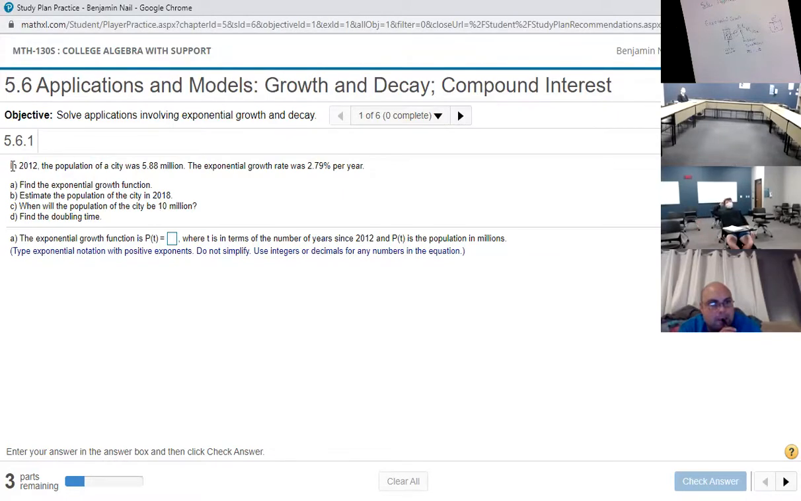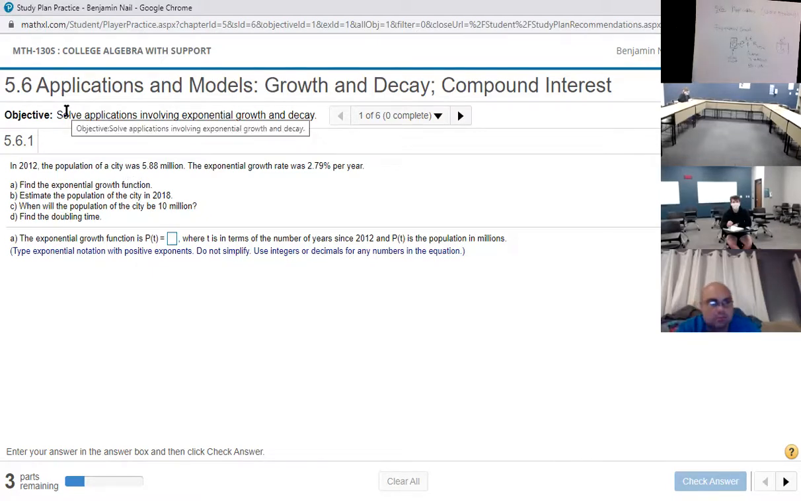There's a word problem. It says in 2012, the population of a city was 5.88 million. The exponential growth rate was 2.79% per year. So they're going to ask us to do some things. We're going to find the exponential growth function, estimate a population, then determine when a certain population would occur and find the time it takes to double. So they're actually giving us a multi-part problem.